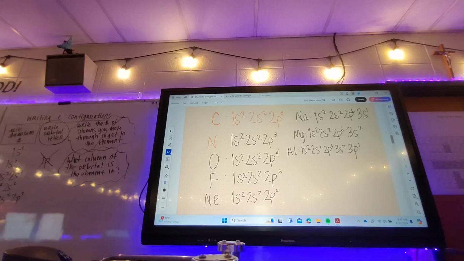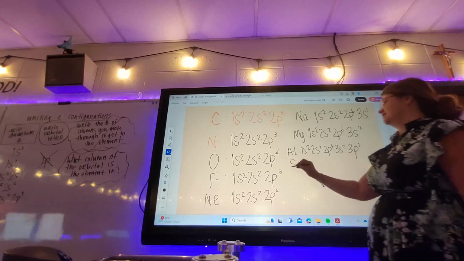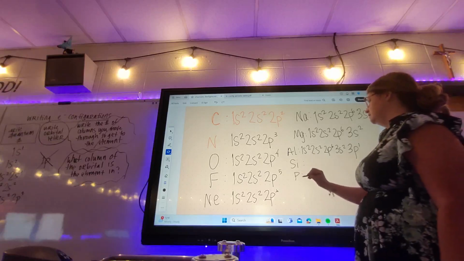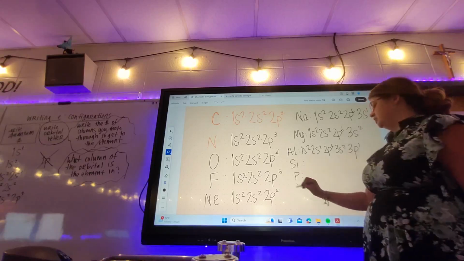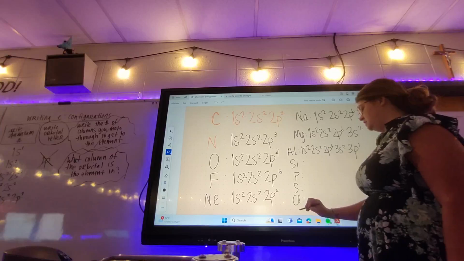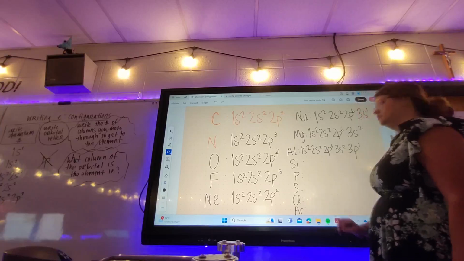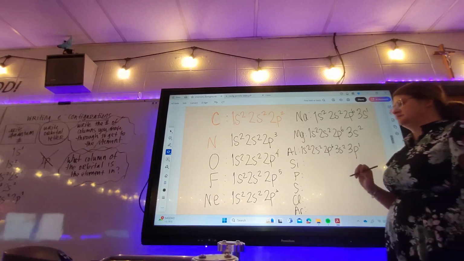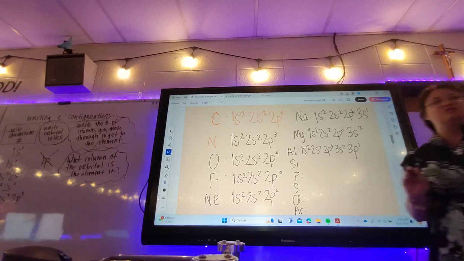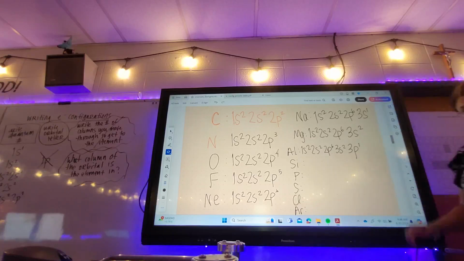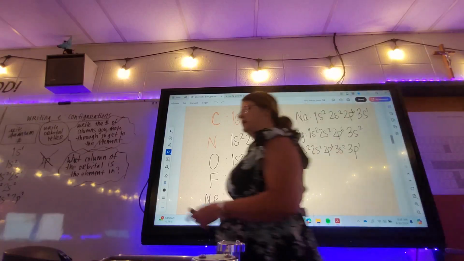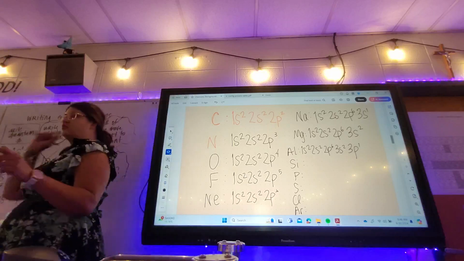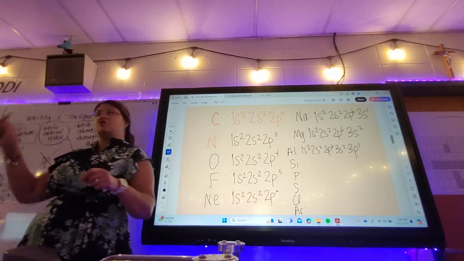Finish out this row. So you've got silicon, phosphorus, sulfur, chlorine, and argon. I want you to write everything out. I will show you the other way where you don't have to write everything, but the more practice you get writing it, the more likely you are to remember.